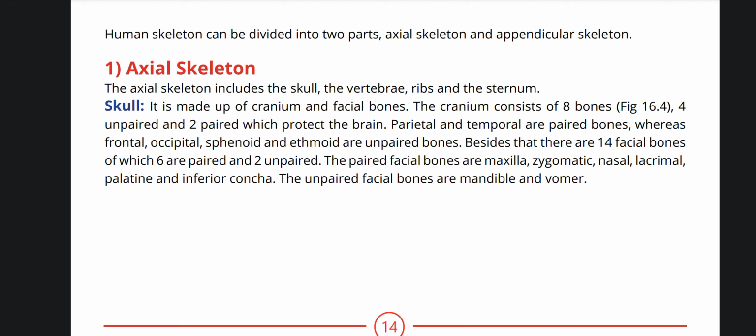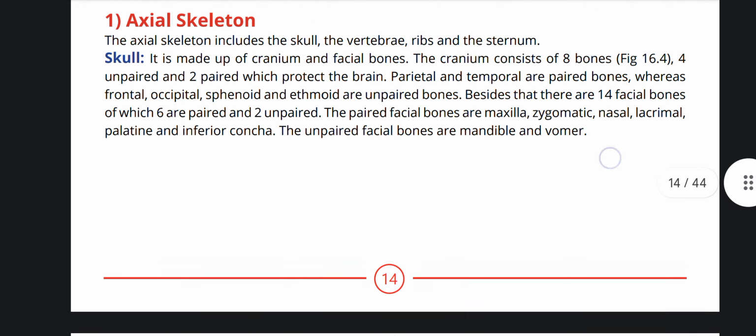Besides that, there are 14 facial bones, of which 6 are paired and 2 unpaired. The paired facial bones are maxilla, zygomatic, nasal, lacrimal, palatine, and inferior concha, while the unpaired facial bones are mandible and vomer.